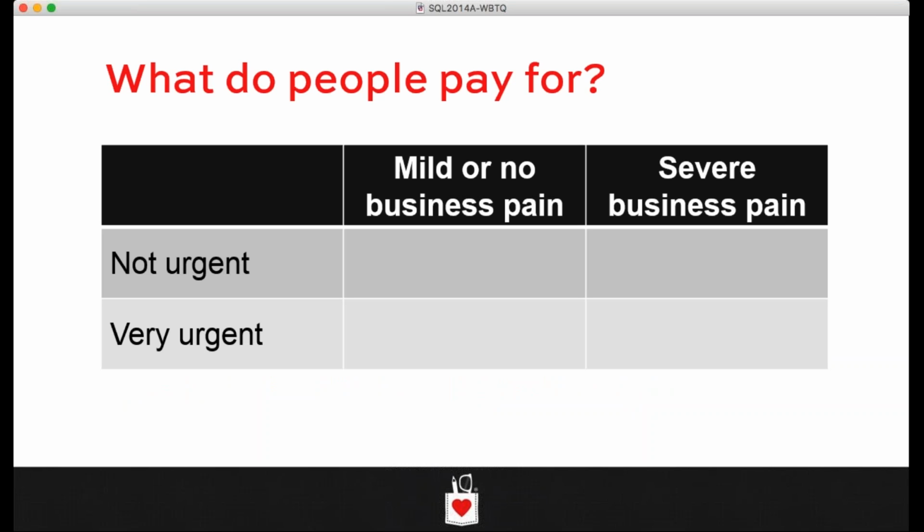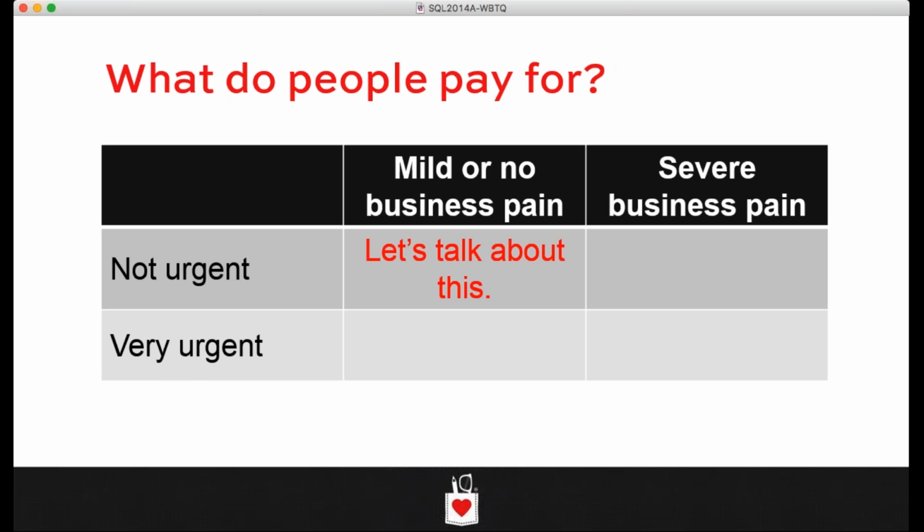Are we talking about urgent problems or not urgent problems? And are we talking about business pain, yes or no? It's not just about your pain as a geek, you know, me as an IT geek. It doesn't matter whether or not I'm feeling the pain. Does someone with the money feel the pain? The business, is there sales involved or losing money?